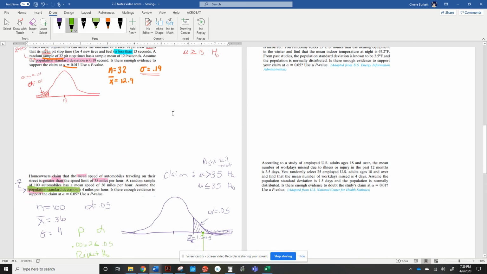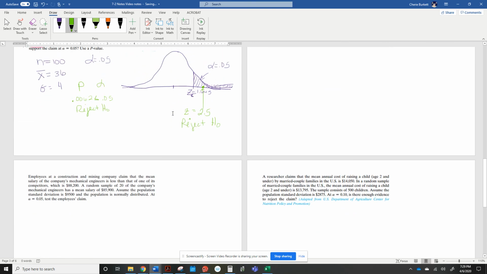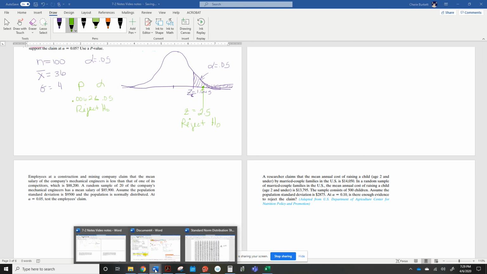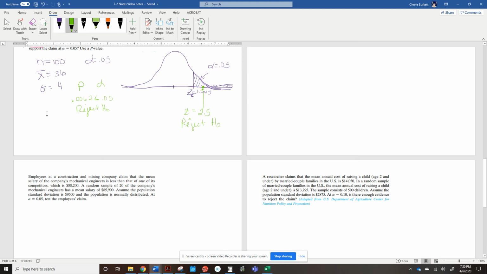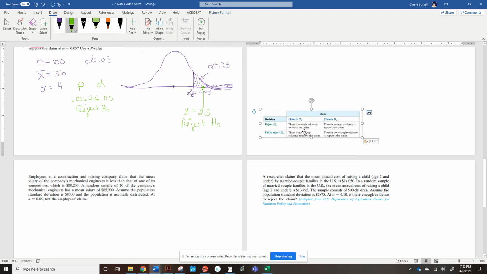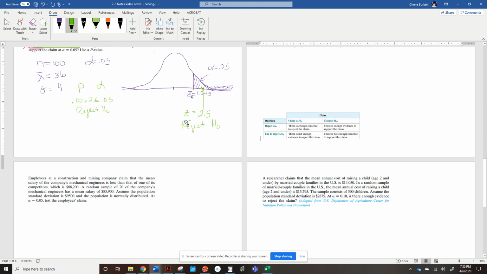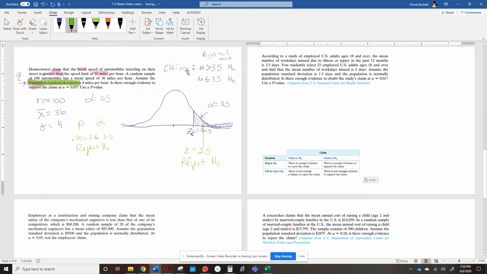Okay. Now I need this little thing right here. Copy it, come over here and paste it so I can look at it. Okay, so this time our claim was the alternative. The claim was the alternative. So I'm in this column and we reject our H sub O.